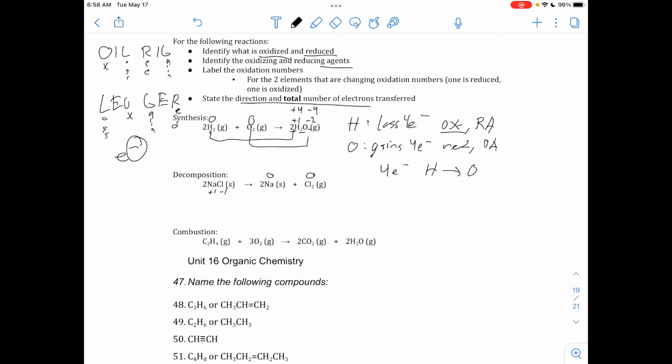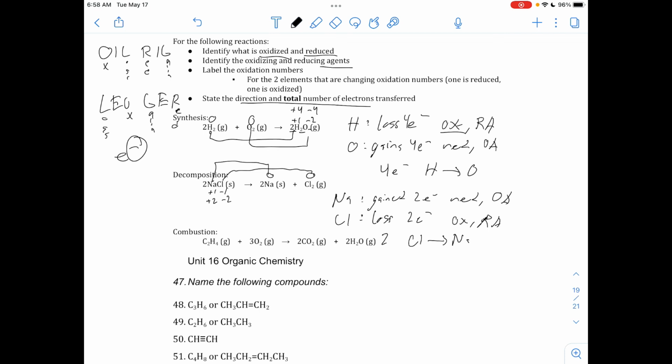Sodium is +1, chlorine is -1, and there's ×2 since that coefficient applies to both of them. Okay, so again, I take a look, sodium and chlorine. So sodium went from +2 to 0. So gain 2 electrons. So it's reduced, and oxidizing agent. Chlorine went from -2 to 0, got more positive, so it lost 2 electrons. It's oxidized, and it's a reducing agent. Okay, so the electrons went from chlorine to sodium, 2 electrons.